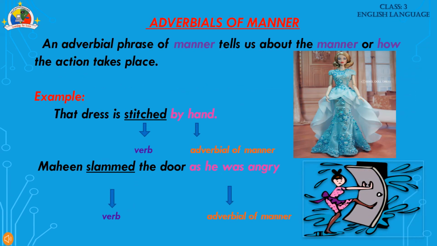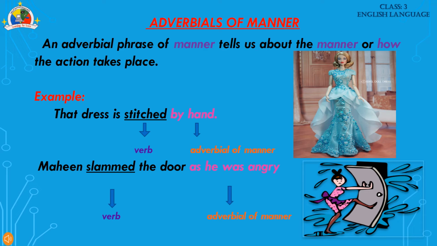Adverbials of manner. An adverbial phrase of manner tells us about the manner or how the action takes place. Move on towards the example. Their dress is stitched by hand. In this sentence, the adverbial phrase by hand tells us about the manner in which the action of stitching took place, and answers the question how.